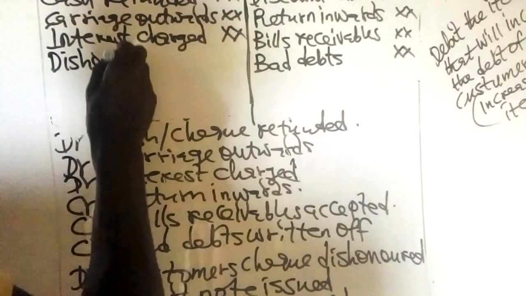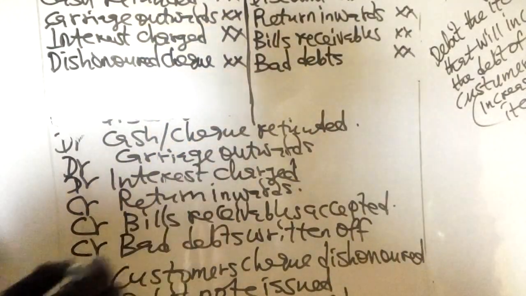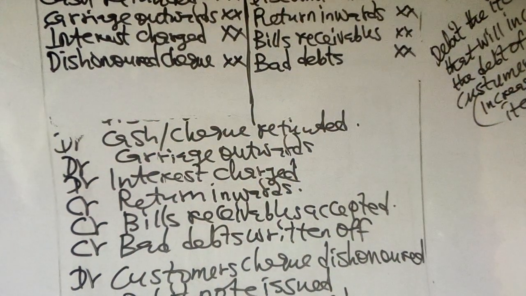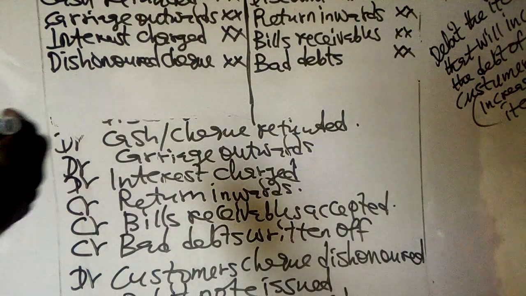Dishonored check. Since it increases the indebtedness, you debit it. Then we also have debit note issued. When you issue a debit note to customers, that means you are debiting the customer's account, because you just discovered an amount that was understated in what the customers were owing, and you are now debiting the customer's account further. That means the customer's debt will increase when you debit the accounts of the customers. So, debit note issued.